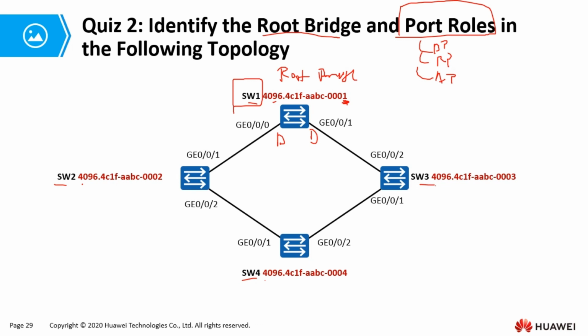Okay, so how are you going to determine your root port? It will be based on the shortest path. So that means the shortest root path cost. So here will become your root port.